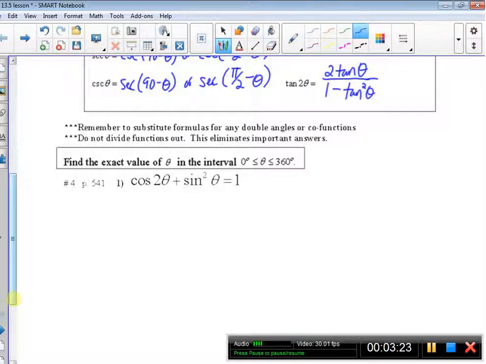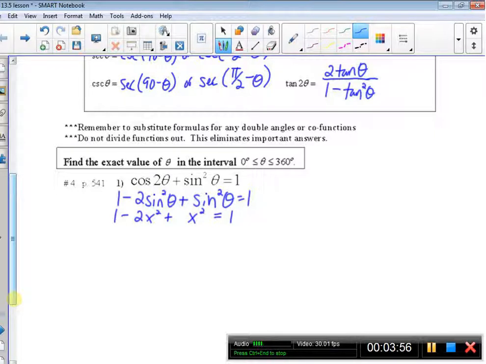All right, first one. Cosine of 2 theta plus sine squared theta equals 1 should be replaced with something involving a sine so that we keep all the variables the same. So I'm going to use 1 minus 2 sine squared theta from up above. And then I'm going to rearrange it. So I'd have 1 minus 2x squared plus x squared equals 1.